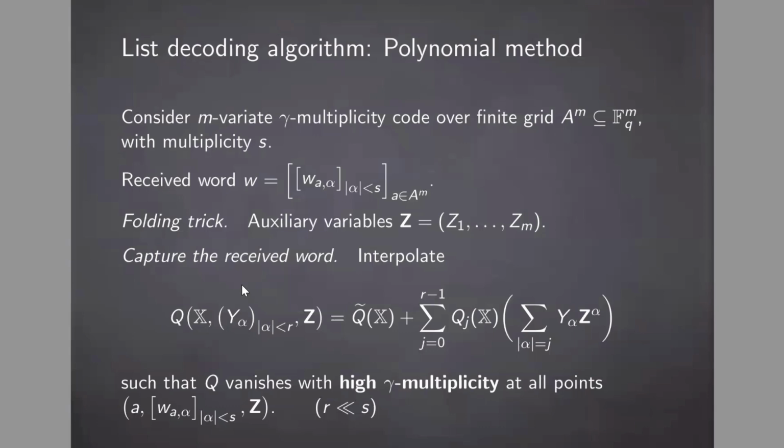And we capture the received word by imposing vanishing conditions on Q. In other words, for every evaluation point a, when we consider the evaluation values w(a, alpha), we want the polynomial Q to vanish at this tuple (a, w(a, alpha)) with high gamma multiplicity. In other words, the polynomial should vanish and its derivatives of high order must also vanish at this tuple, but the derivatives are the gamma derivatives. So the vanishing is defined in terms of the gamma derivatives, which is why we call it high gamma multiplicity.